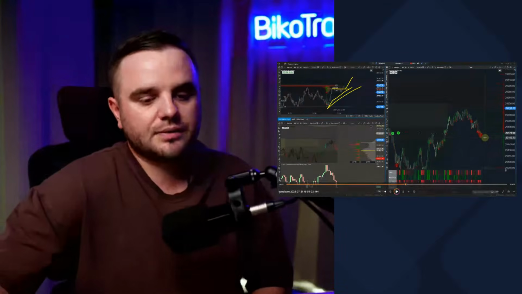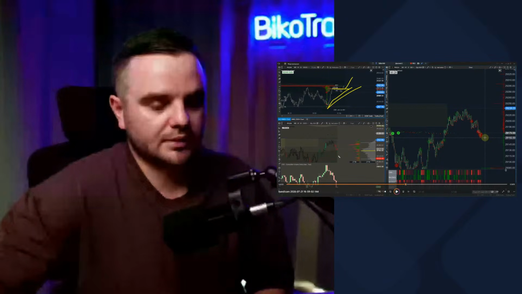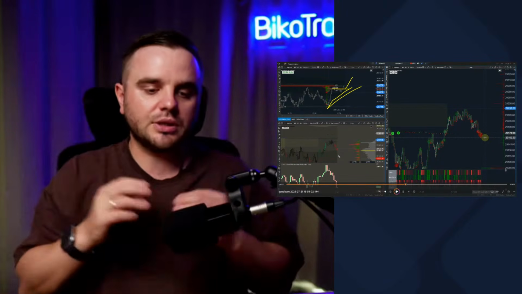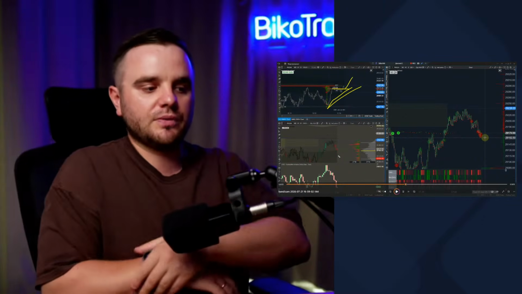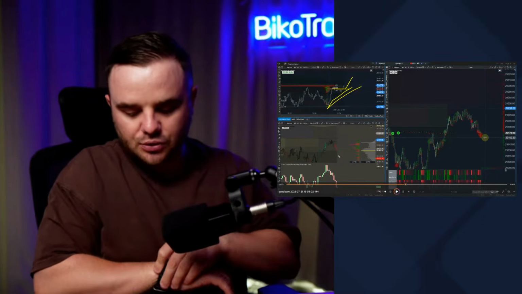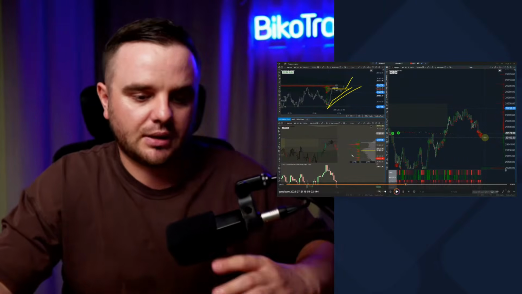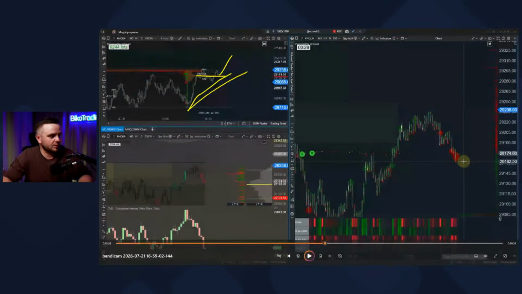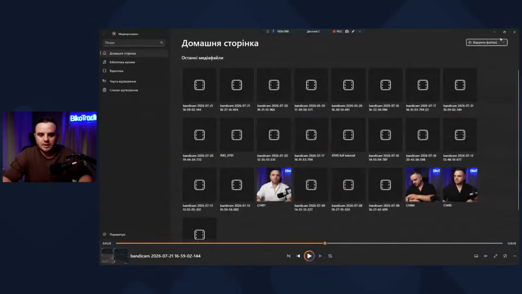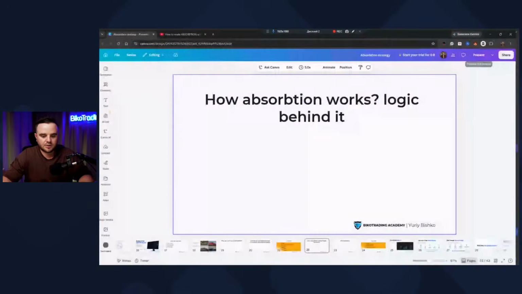But once more, this is what you need to understand regarding this stuff. You always need to combine absorption with a trend, because without understanding market structure, without using a proper trend, in many cases you can make a lot of mistakes. Let's cover more examples. Let's cover a few more examples that will help you understand it even better.